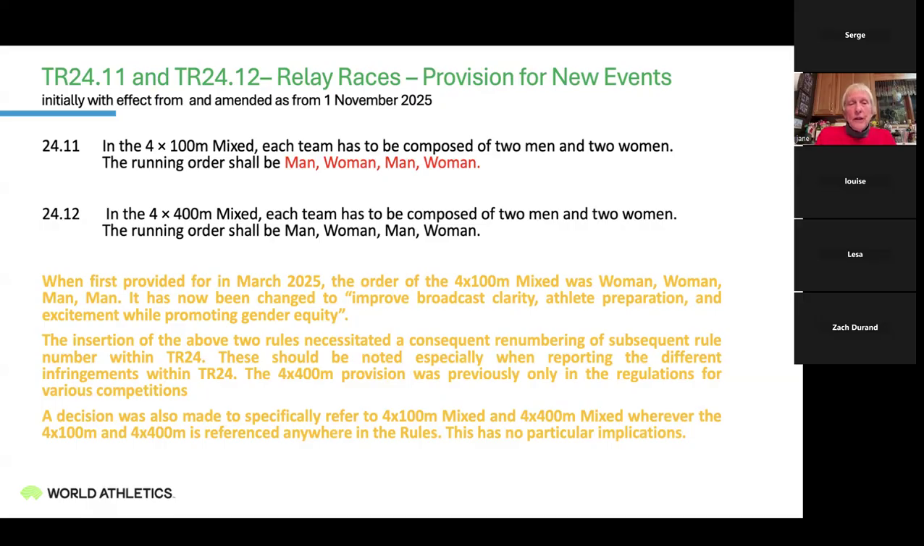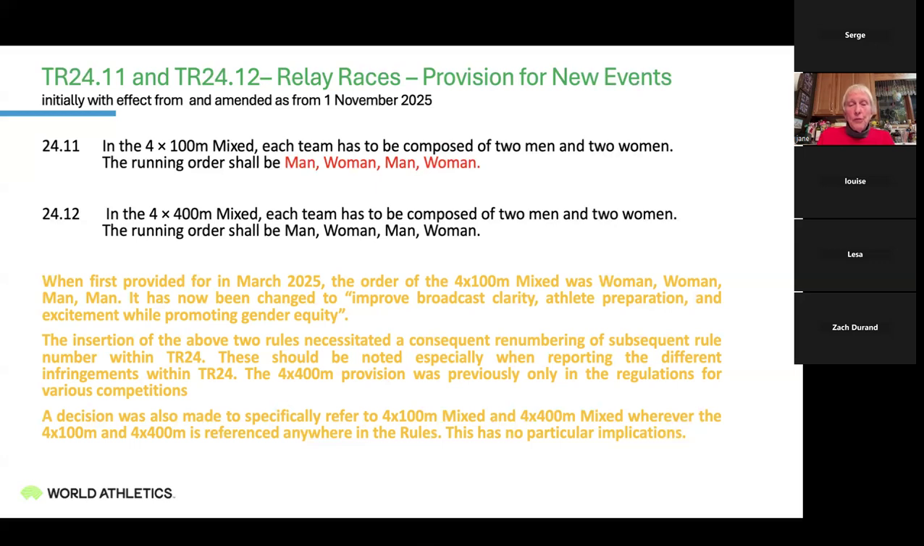When first provided for in March 2025, the order of the 4x1 mixed was woman, woman, man, man. It has now been changed to improve broadcast clarity, athlete preparation, and excitement while promoting gender equity. The insertion of the above two rules necessitates a consequent renumbering of subsequent rule numbers within Rule 24, which has to do with relay races. These should be noted, especially when reporting the different infringements within Technical Rule 24.